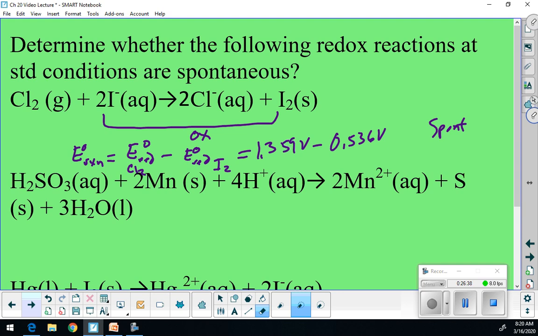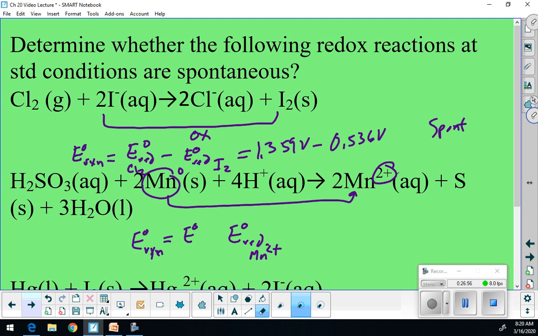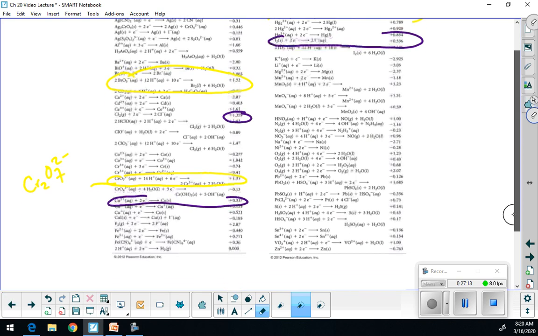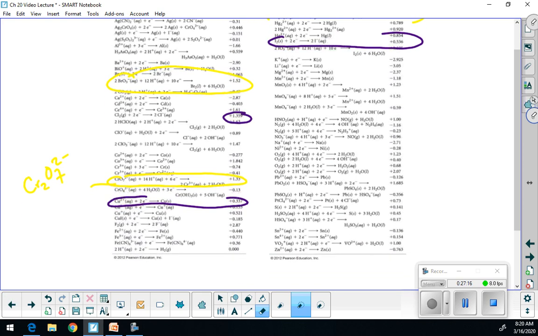I have manganese going from 0 to +2. So that means I'm looking up for my manganese 2+ reducing. And so my reaction is going to be, what's my standard reduction potential for my other one? It's going to be my H2SO3. So let's do that. What is my H2SO3? Hey, right here. So I have a 0.45.